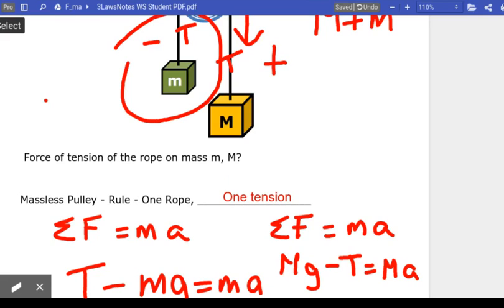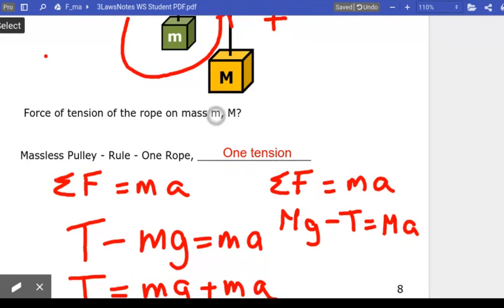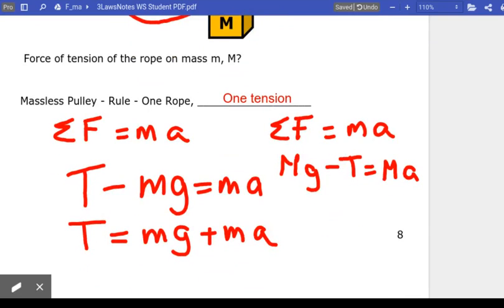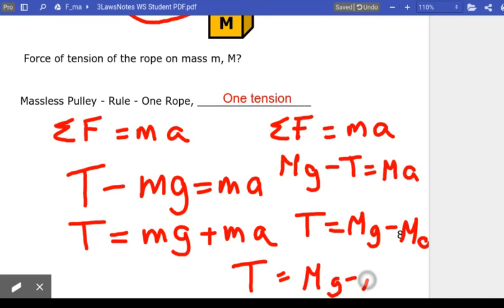Okay, so let's go down here. What is the tension? The tension equals, we solve for T, Mg minus Ma. Sorry, I'll do it again. Tension equals big Mg minus big Ma. So these tensions are identical. That's why we call them both T. But this one is in terms of big M, and this one is in terms of little m.